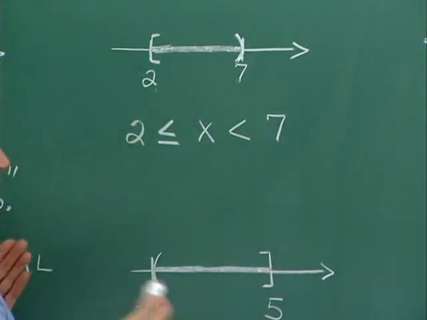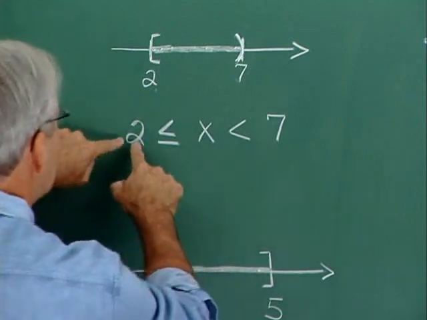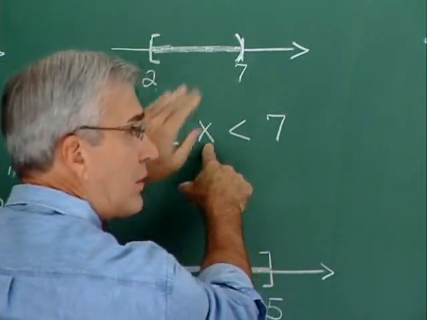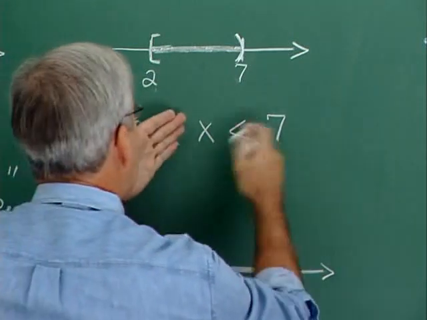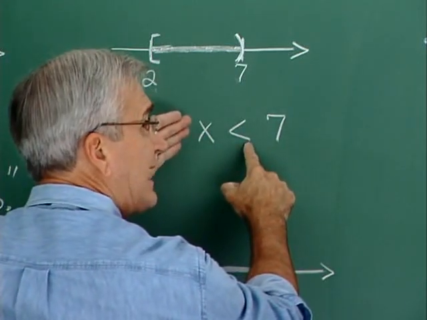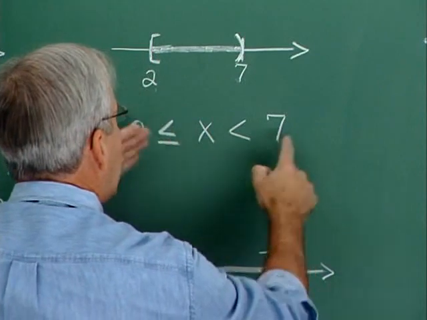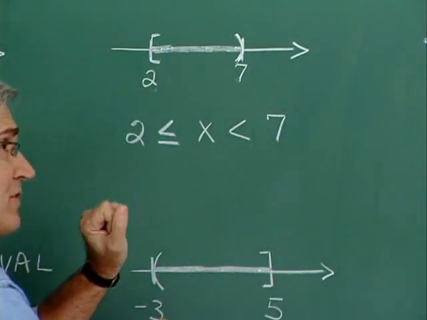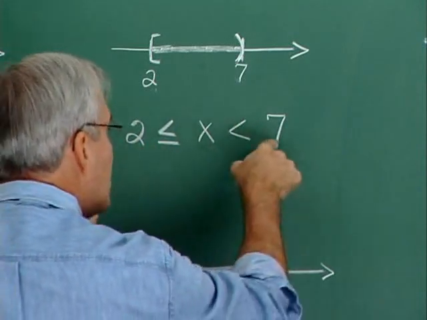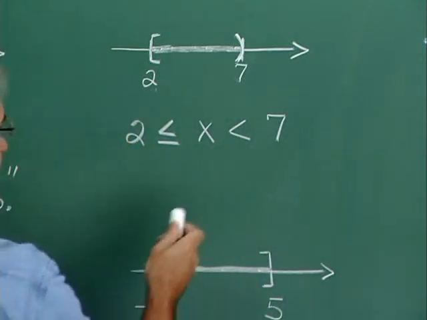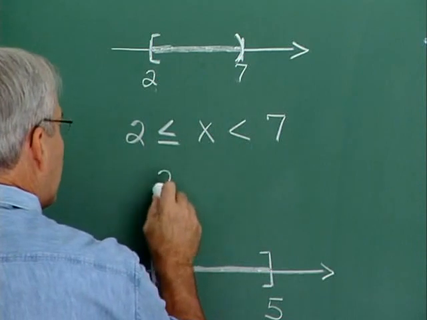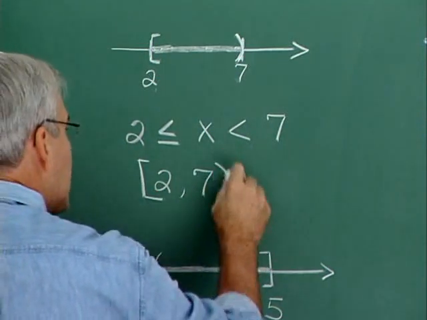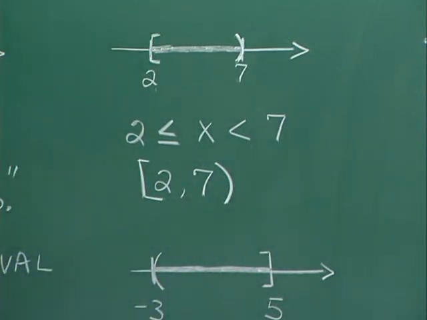Now, the inequality describing the situation is this. 2 is less than or equal to these x values that are illustrated with the shaded region, and x is less than 7. Now, this is the interval. x is between 2 and 7, but x can take on the value 2, but cannot take on the value 7. And in interval notation, we say it's the interval from 2 to 7, including the 2, but not including the 7. So that's the idea.